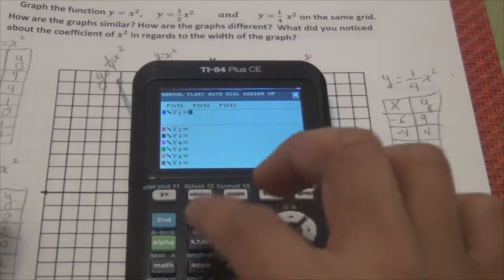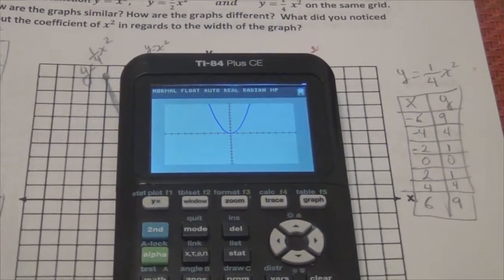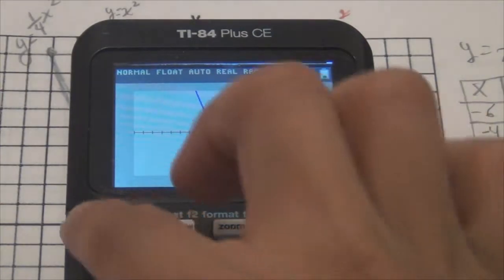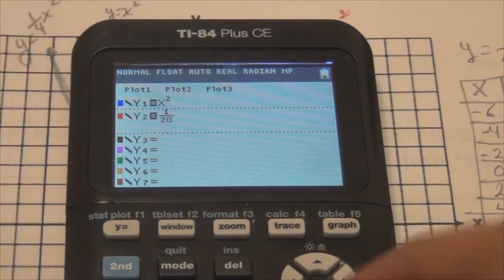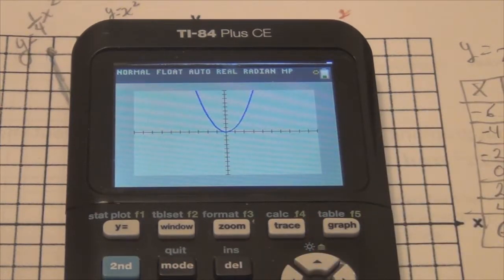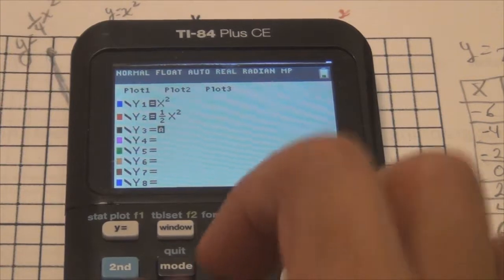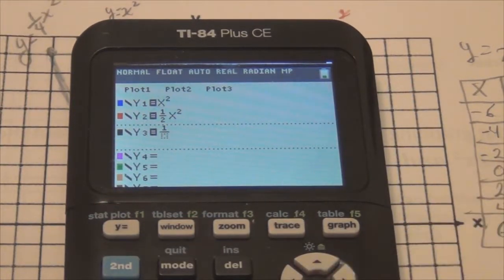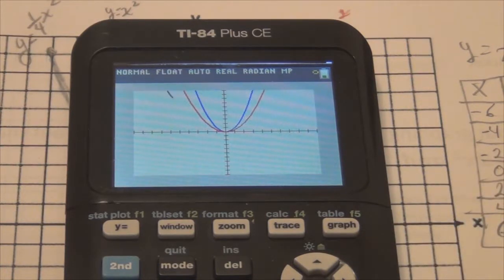So the first graph was x squared, and we got it right here. The second graph that you were asked to do was y equals 1/2 x squared. And look at what happens. Oh look, the second parabola is different. Then the third graph that you were asked to do was y equals 1/4 x squared, and that is the graph.